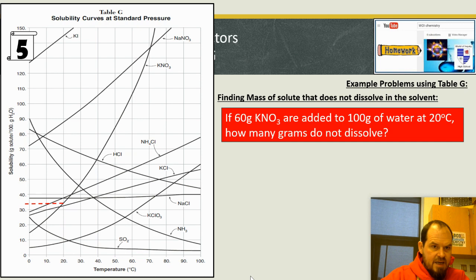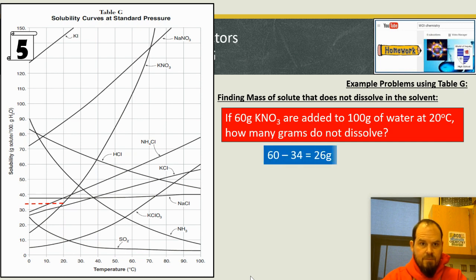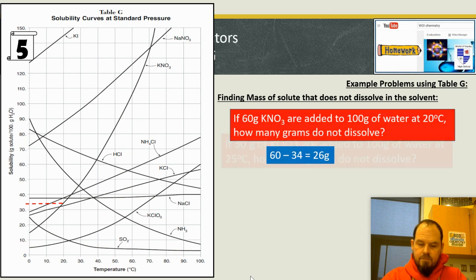So I'm going to say at 20 degrees, 35 grams should dissolve, but I added 60. So 60, I picked 34. So 60 minus 34 grams, 26 grams. I don't actually have to mark the 60 because that's how many I put in. It's only going to hold 34 at that temperature. That's how much it didn't dissolve.